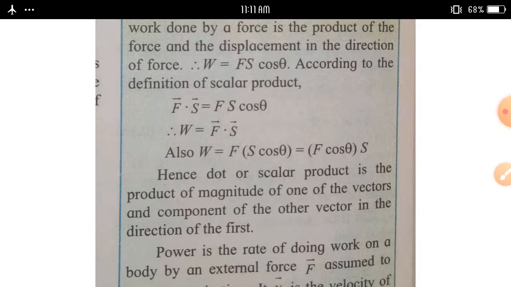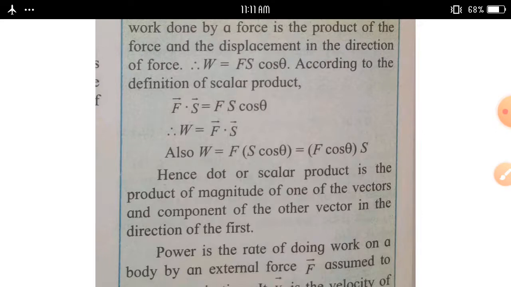The second topic we discussed here is vector products. A vector product is also called a cross product because when two vectors are multiplied, this multiplication is denoted by a cross sign. Hence this product is called a vector product. It is also called a cross product. And then we discussed a number of characteristics of a vector product.